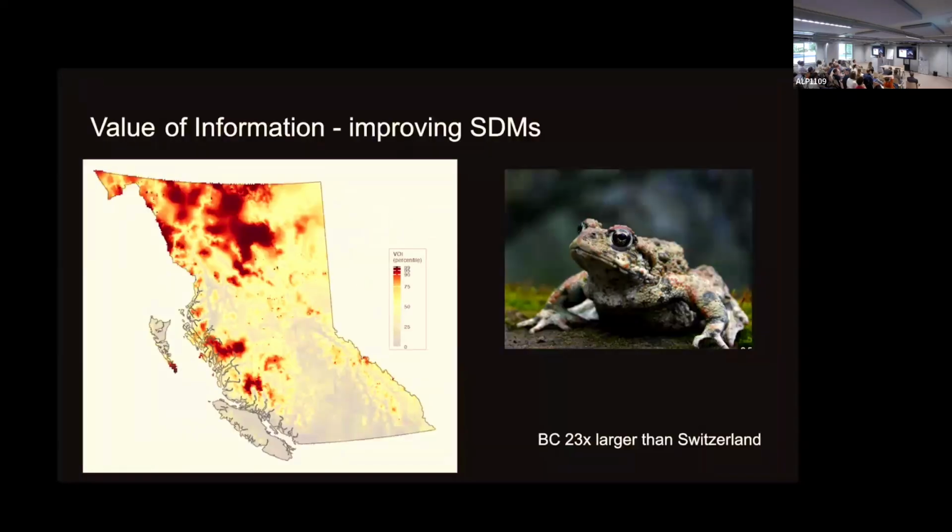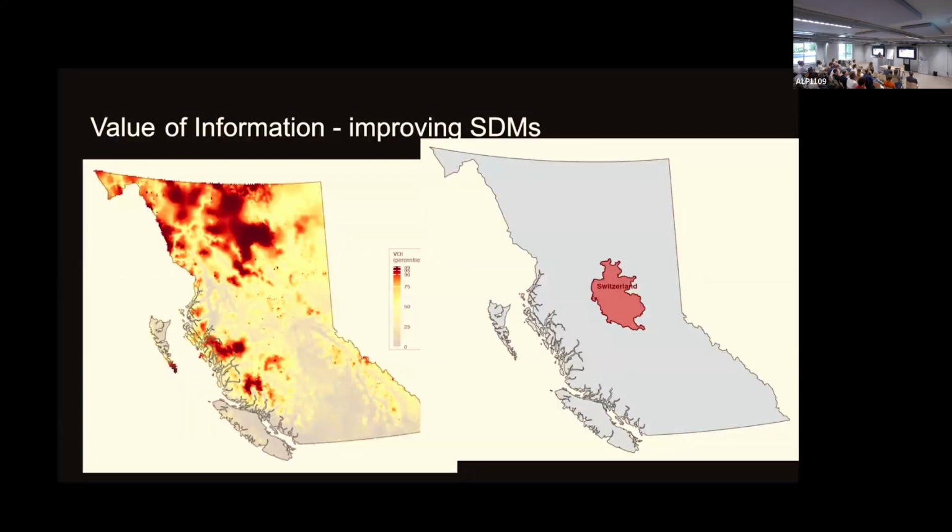And then you can map it out. So this is the value of information. This is where you would go for the western toad. If you go like here, you're going to improve the model a bunch, basically. Are there roads there? No. Not only that, that's Switzerland.